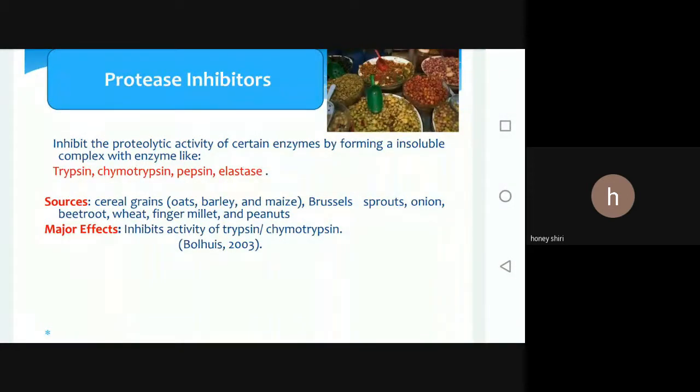Whenever you are consuming these ingredients in large quantities, there are chances that these protease inhibitors might start their actions. Otherwise, at lower quantities, their action will be very minimal. And sometimes, if you apply processing conditions, part of these protease inhibitors will be destroyed, so automatically their concentration will decrease.